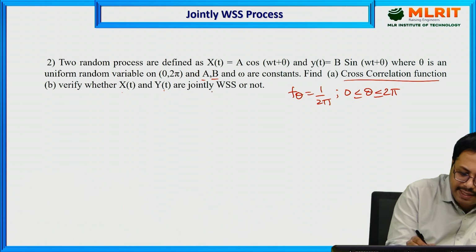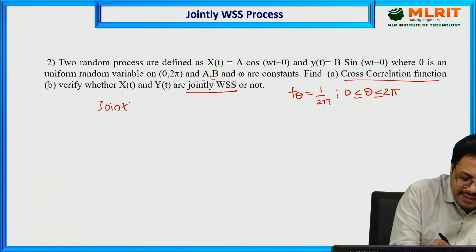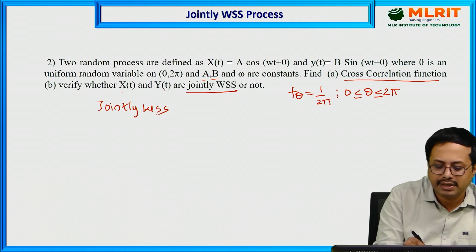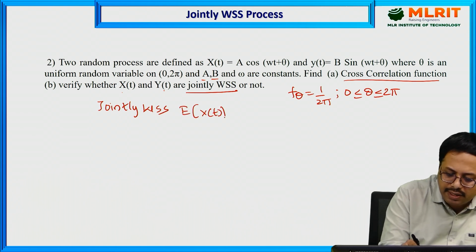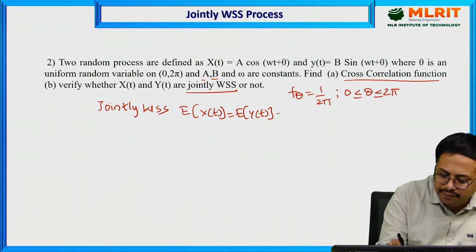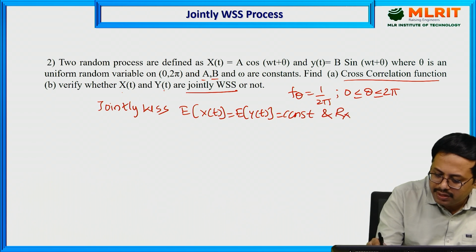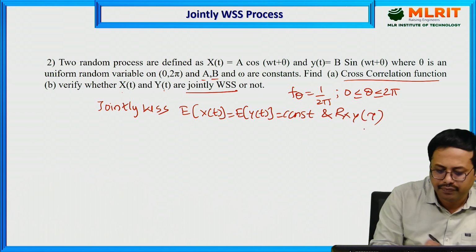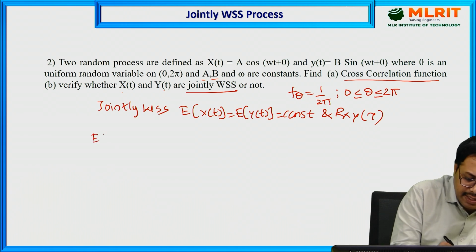First, what is the condition for jointly wide sense stationary? As we just discussed, expectation of x of t must be constant, expectation of y of t must be constant, and the cross correlation function must be a function of tau. These conditions must be satisfied. First we will calculate expectation of x of t.